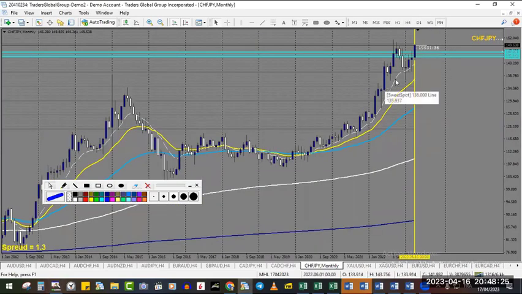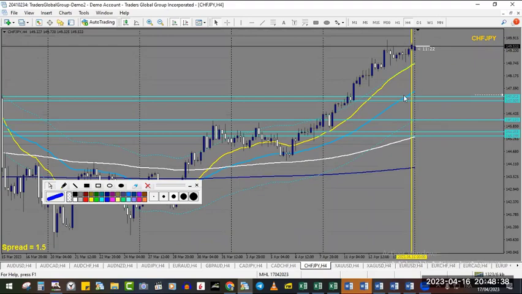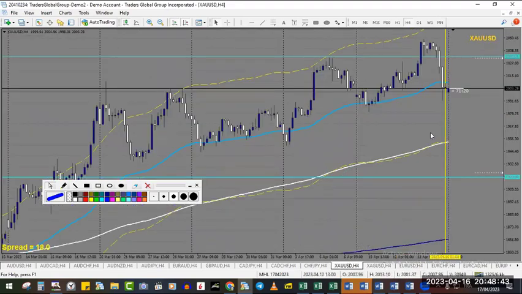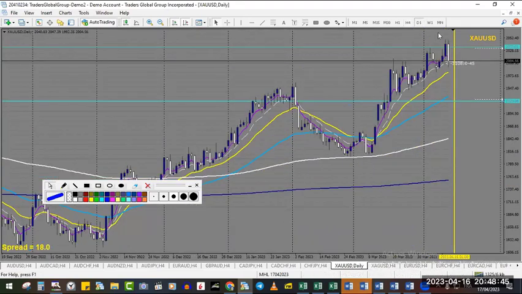And on the monthly, it's still an uptrend. It's a beautiful uptrend. So it might reject this huge round number there. But for a sell, it would be a lower probability, especially with a nice impulsive move on the daily, like what happened last week.